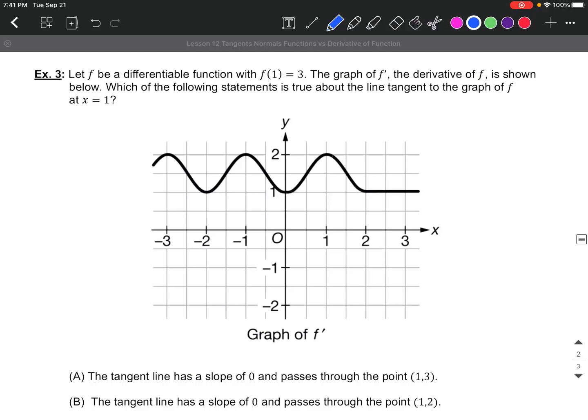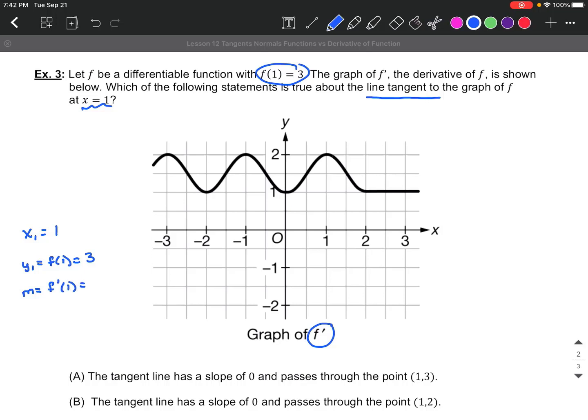Let f be a differentiable function with f of 1 equal to 3. The graph of f prime of x is given here. Which of the following statements is true about the line tangent? So we're looking at the tangent at x equals 1. Now, as soon as I hear tangent lines, I go x1 equals, y1 equals, and slope equals. Well, we're looking at the tangent line at x equals 1, so that's my x value. I find the y value by finding the function at 1. Well, they told me that. That's 3. I find the slope of the tangent line by plugging the x value into the derivative.